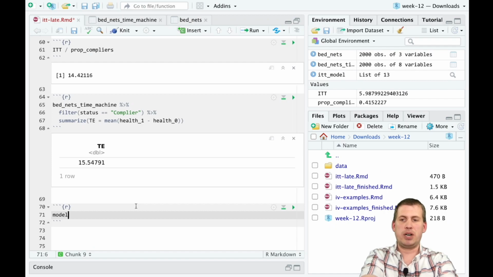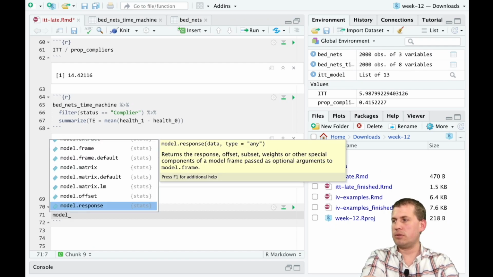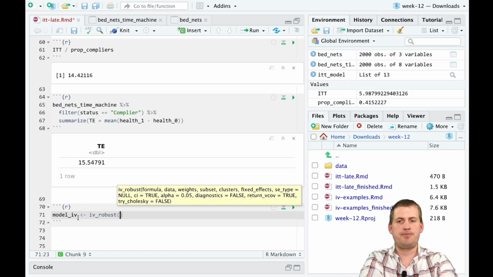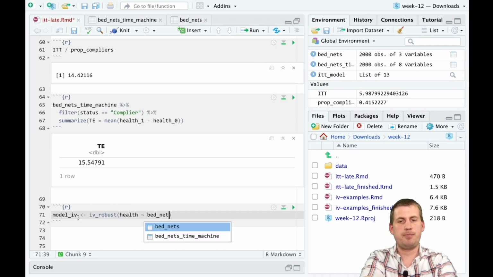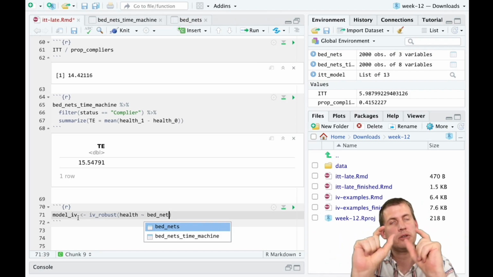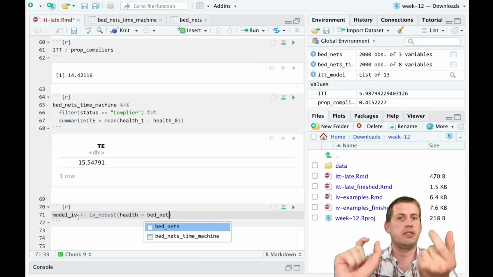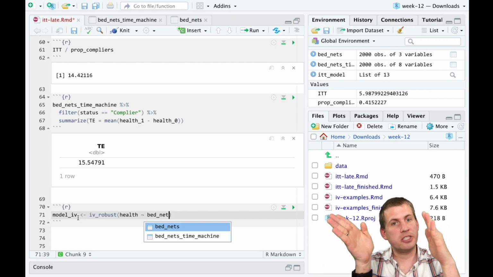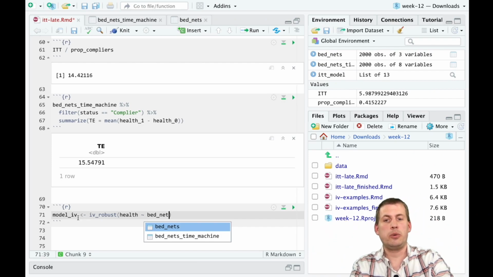So we're going to say model, what are we going to name it? We'll call it model IV for instrumental variables. So this is going to be iv_robust. Spell it correctly. Our outcome is health, so health is explained by bed net. If we just ran that regression right there, that's going to include all of the always takers and the never takers and the compliers. And we don't want that. We want it limited to just the compliers.